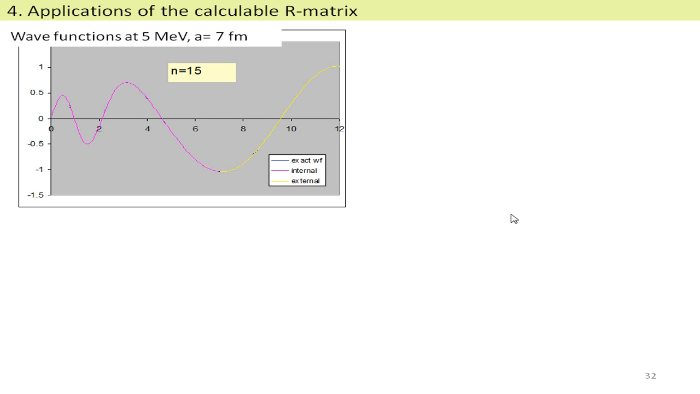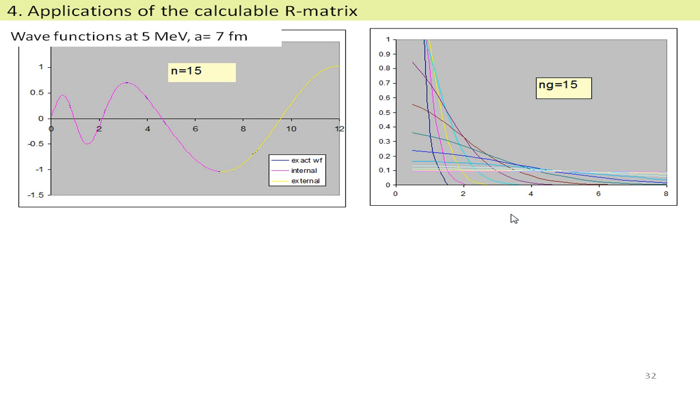You have here in pink the internal wave function going up to 7 fm. And after that, you have the yellow external wave function. And you can see that they are equal to the exact solution. The exact solution is in blue; you hardly see it. You can see here that the continuity is okay and the derivative also is okay. And this is consistent with the fact that we had a good phase shift for 15 basis states.